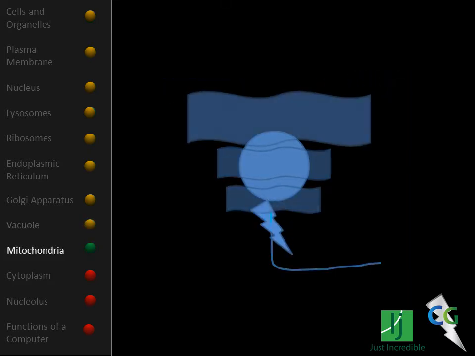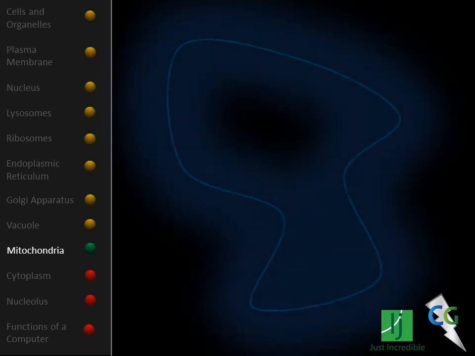Cells get all of their energy, or ATP, from the mitochondria. The electron transport chain, or ETC for short, also takes place in this organelle. The energy is taken from the battery and converted into electrons which the computer can use to power itself, which is similar to what the electron transport chain does.